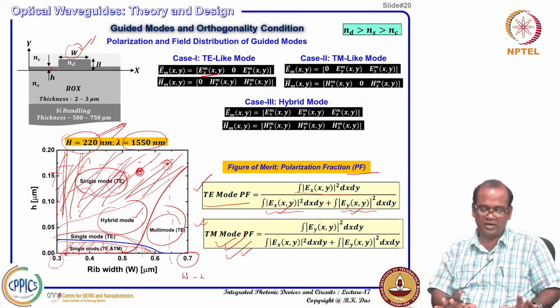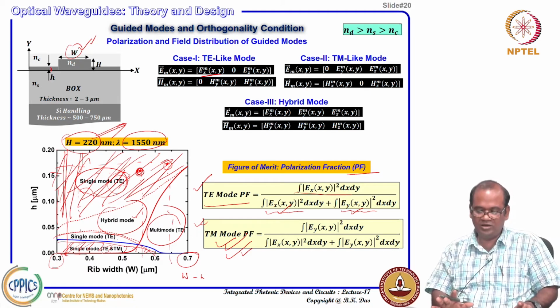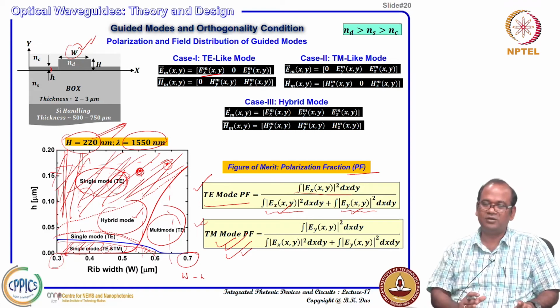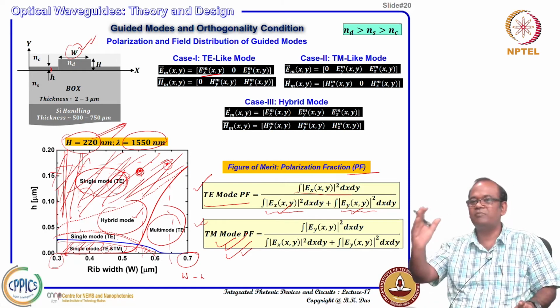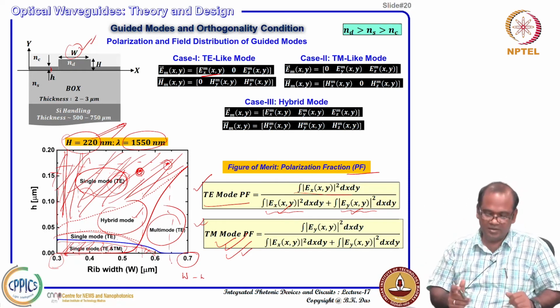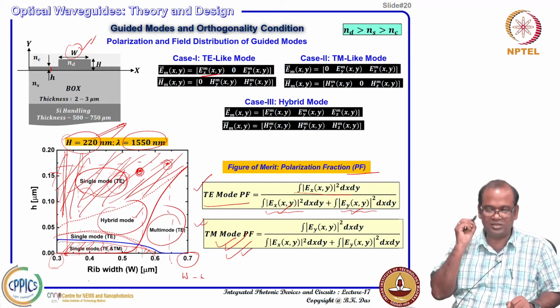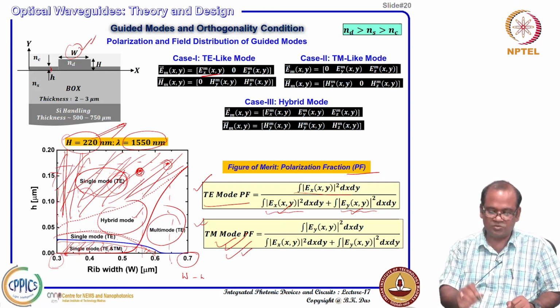For a silicon waveguide, we have calculated this to find out, suppose I need a certain type of mode to be guided, single mode or multi mode, or I need both TE and TM. Then, looking at this map, I can find out that I need this much W value and this much small h value.